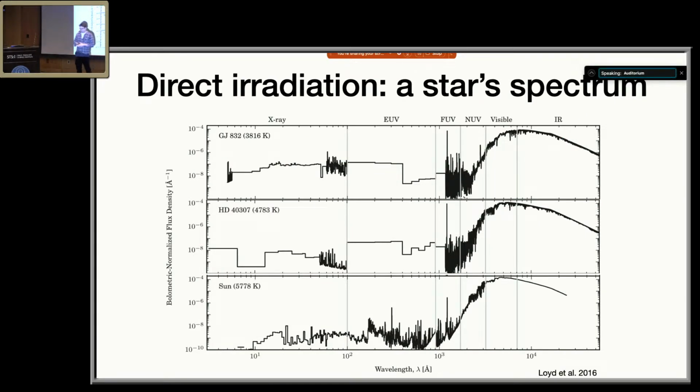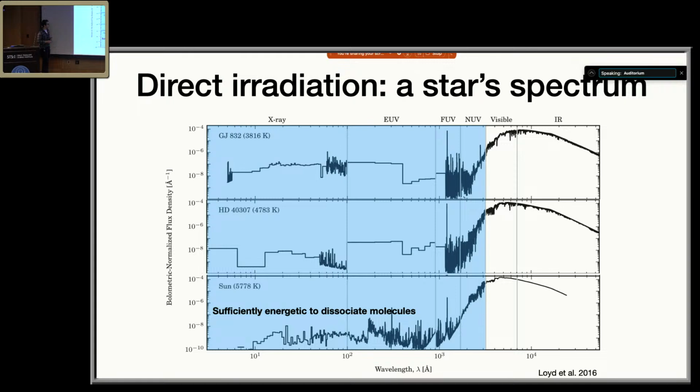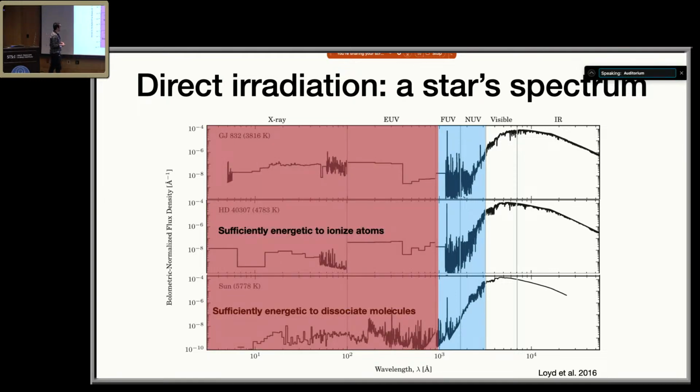So now the disk is gone, and we have a planet that's directly exposed to the star's spectrum. So we have the high energy radiation that's sufficiently energetic to dissociate molecules in the planet's atmosphere. And we have the even higher energy photons that are sufficiently energetic to ionize atoms. The UV is really easily absorbed, has a very high cross-section. X-ray and FUV have a bit lower cross-section. They penetrate a bit deeper, and then the visible that most exoplanet people care about goes way deep into the atmosphere.